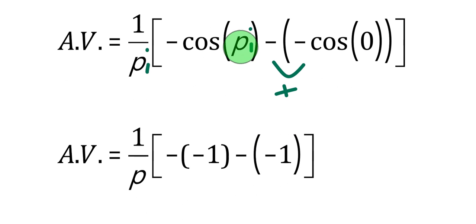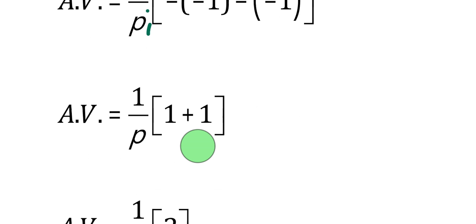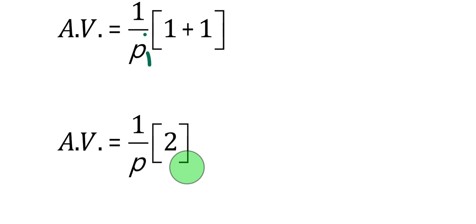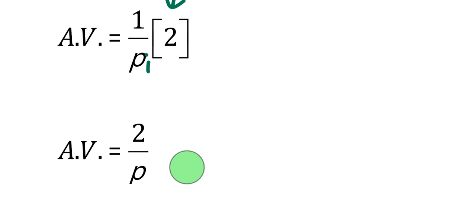Okay, so cosine of pi is negative 1, but we have a negative in front of it, so it's going to give us positive 1. Same for here. Cosine of 0 is 1 with a negative there. Double negative is going to make positive. So we're going to end with 1 plus 1, which we know is what? 2, right? So we get 1 over pi times 1 plus 1, and 1 plus 1 is 2. So you get 1 over pi times 2, which is 2 over pi.